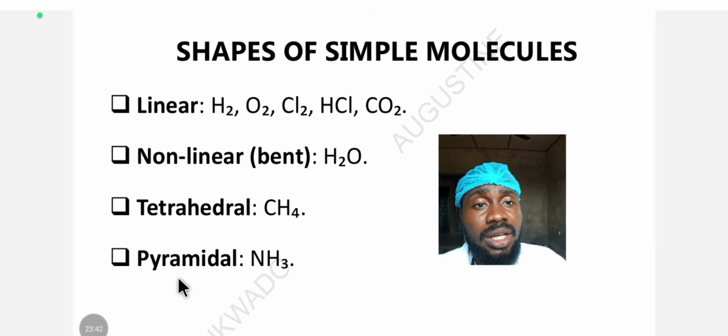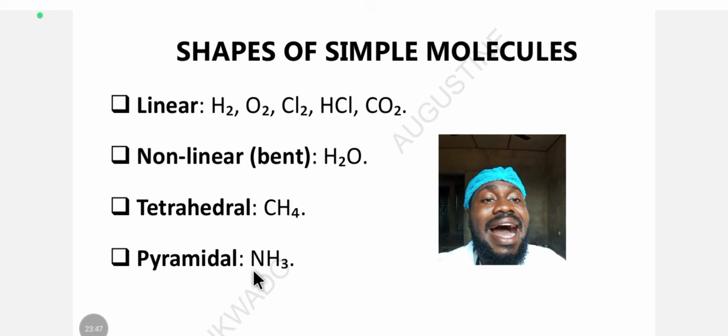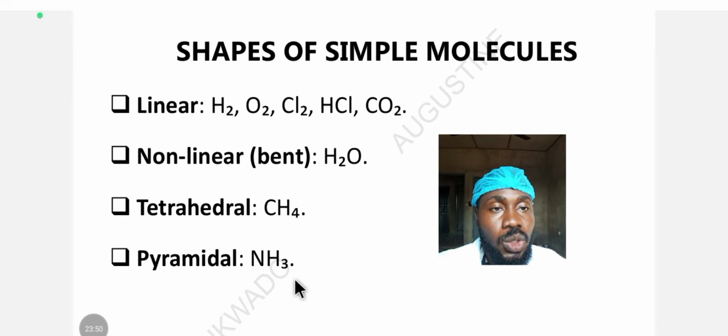Now let's look at the pyramidal. The pyramidal shape molecule is ammonia. That's what we have here. Ammonia has the pyramidal shape molecule.